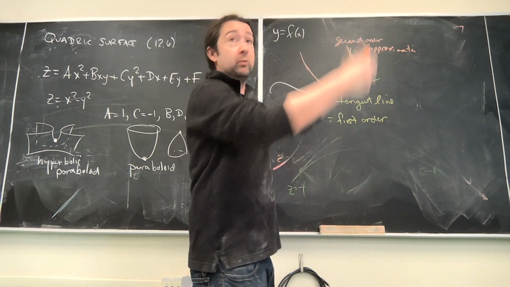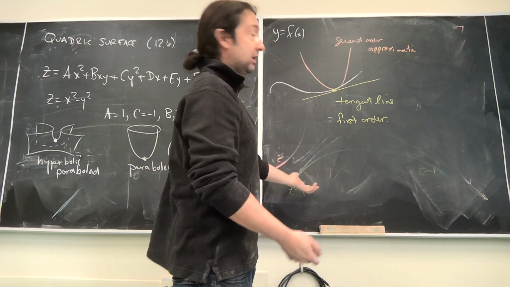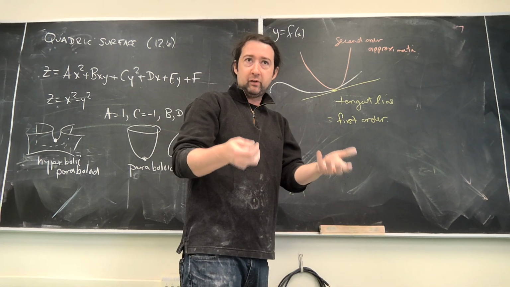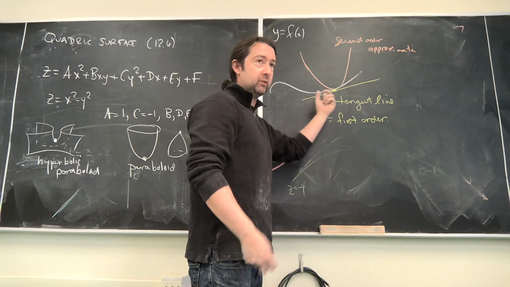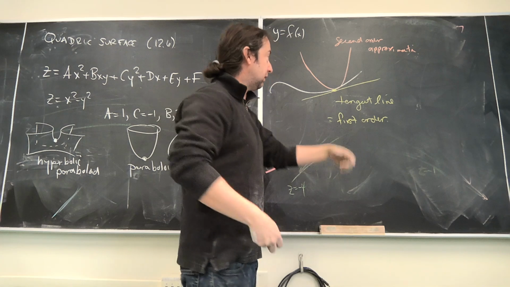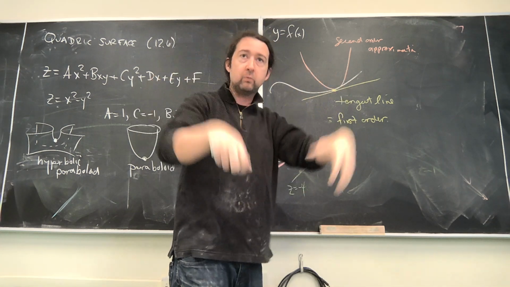Does it bend up or does it bend down? If you guys remember the second derivative test, that's what the second derivative test tells you. Second derivative positive means the approximating parabola is upward opening. Second derivative negative tells you that the approximating parabola opens downward at that point.